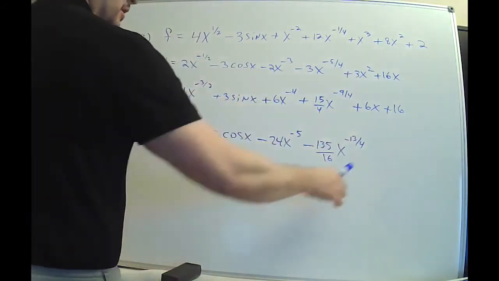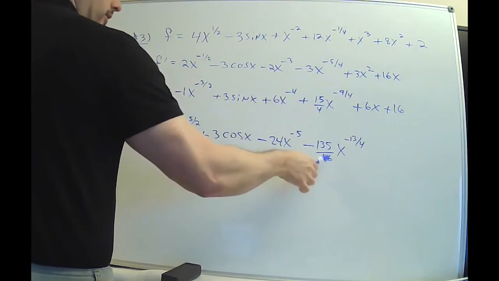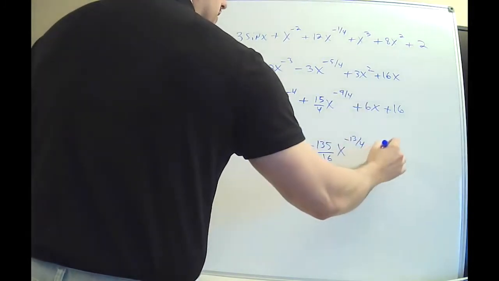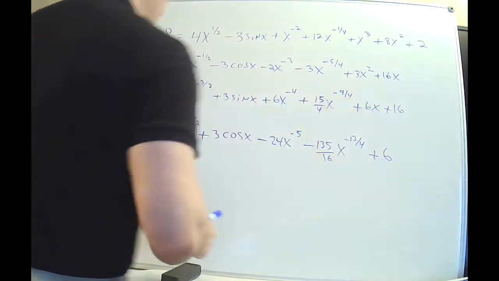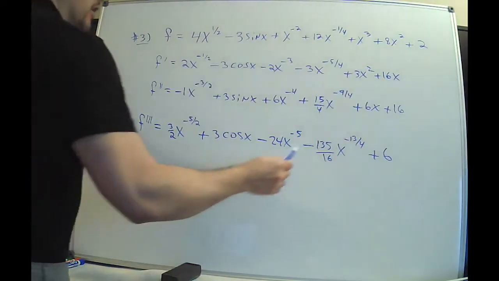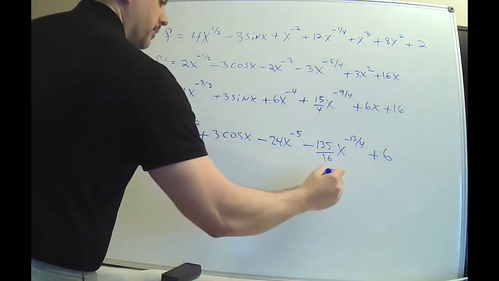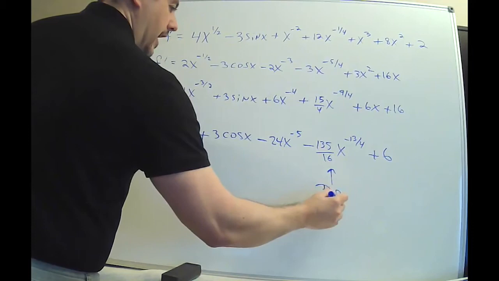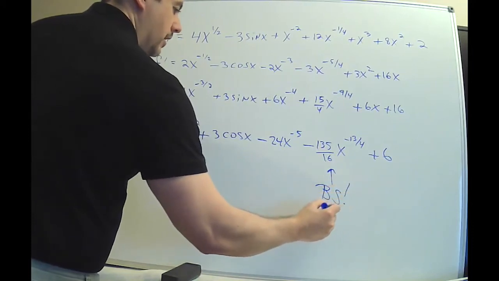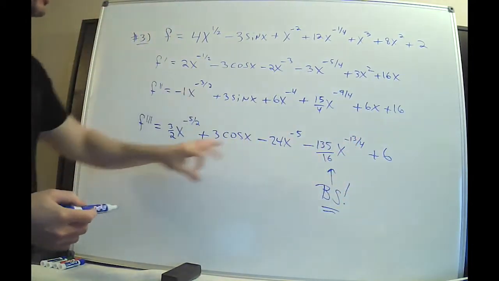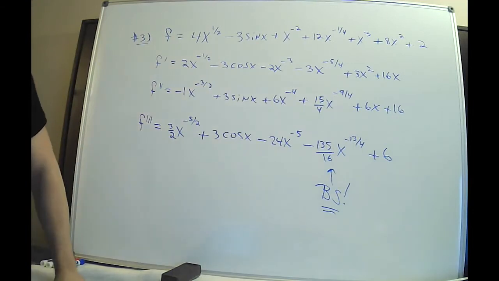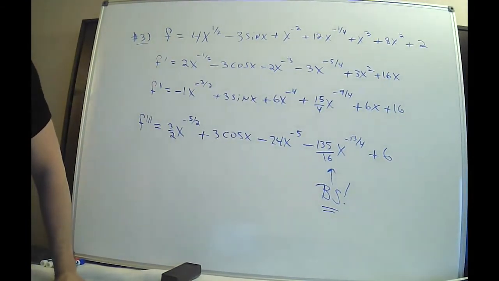This is garbage. Ignore this. I swear this will not happen on the final. The derivative of 6x is 6. The derivative of 16 is a constant, it's gone. So this is the final answer. The only part that matters is this one. This is not going to happen. These numbers are way too big. I will make sure that the numbers are not this big on your final exam. So you just ignore that stupidity.